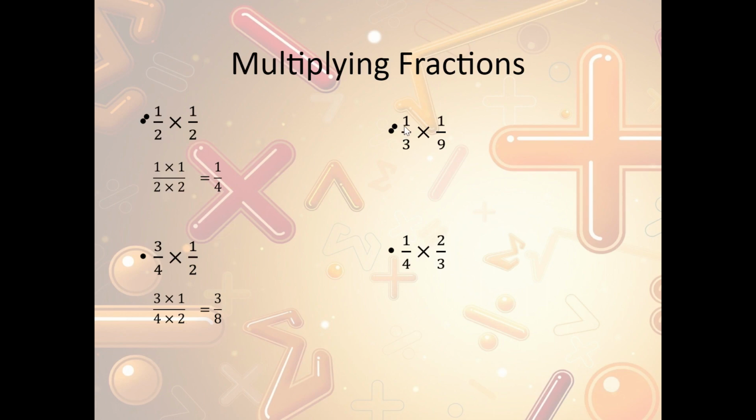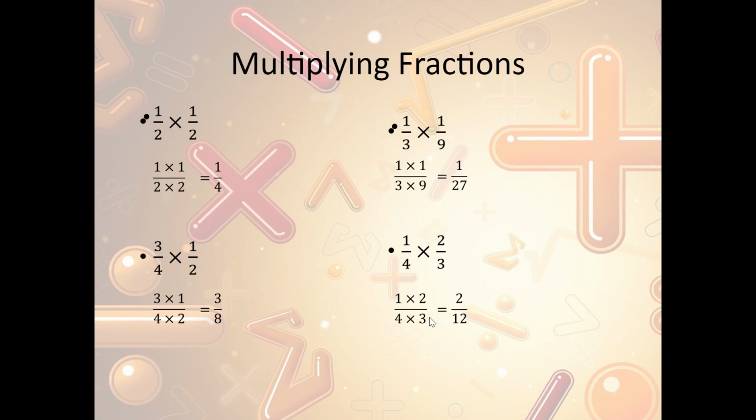Now we have 1/3 times 1/9. So again, we're going to multiply the numerators, 1 times 1, and the denominators, 3 times 9. So 1 times 1 is 1, and 3 times 9 is 27. So we should end up with 1 over 27. Now we have 1 over 4 times 2 over 3. Well, we're going to multiply the numerators, 1 times 2, and the denominators, 4 times 3. So 1 times 2 is 2, and 4 times 3 is 12.